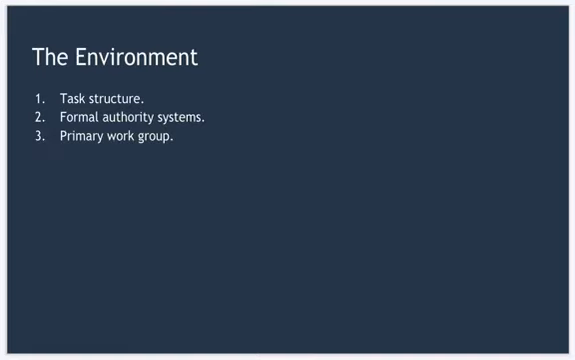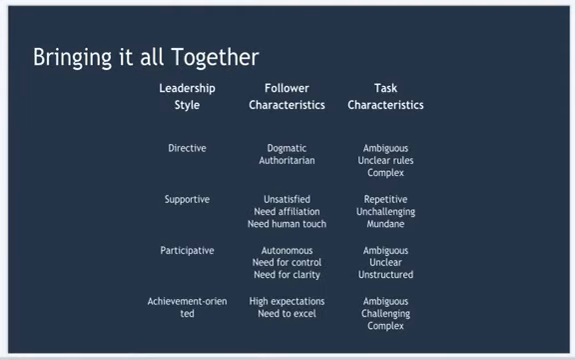So the final element is primary work group, and this refers to the level of support the subordinate receives from the people around them, the people they work alongside. And if a subordinate doesn't receive much support from their colleagues, then a supportive leadership style can be very appropriate.